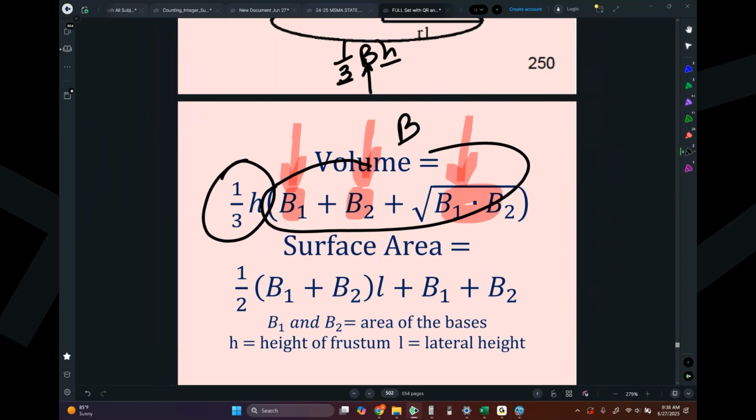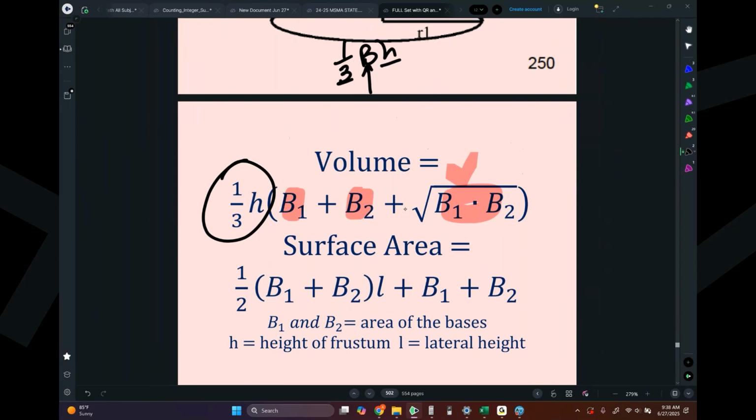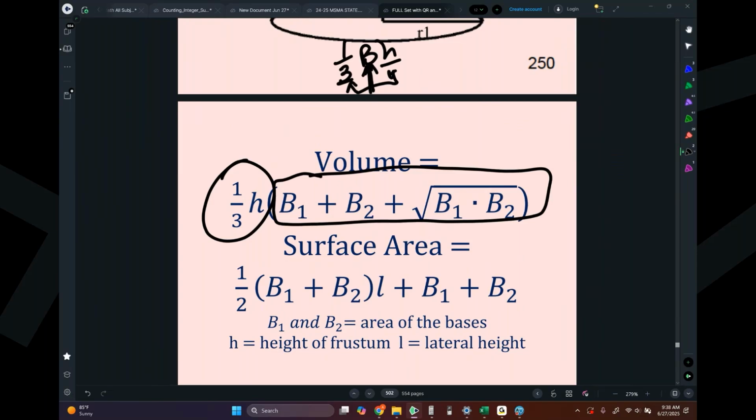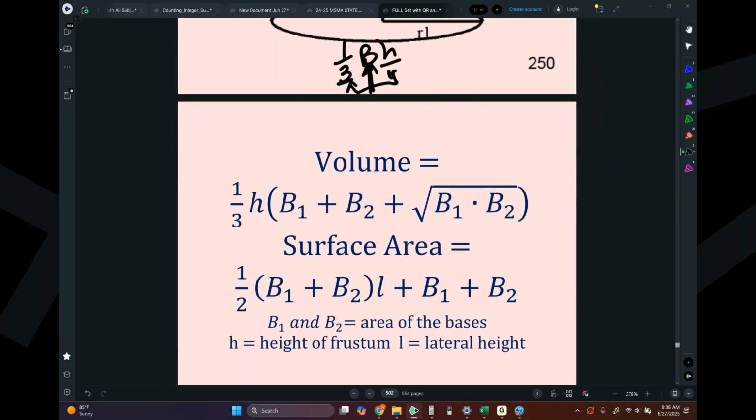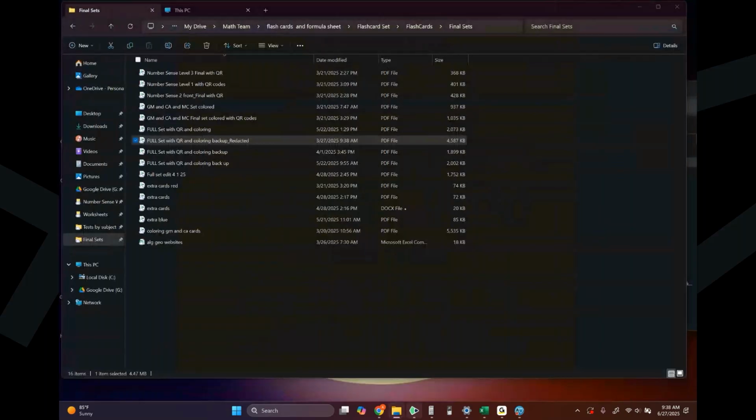So if you memorize it the right way, you still have the 1/3 H from the volume of a pyramid, and the B part is this piece right here, yeah? So it's the same formula, it's just a harder version of it. Okay, so let's go back to that problem.